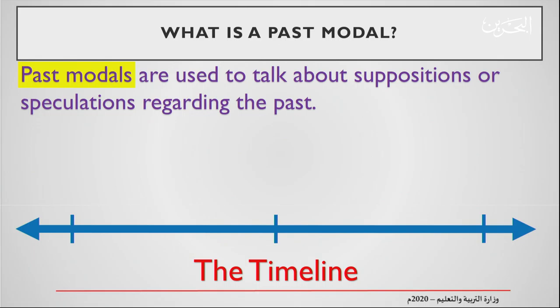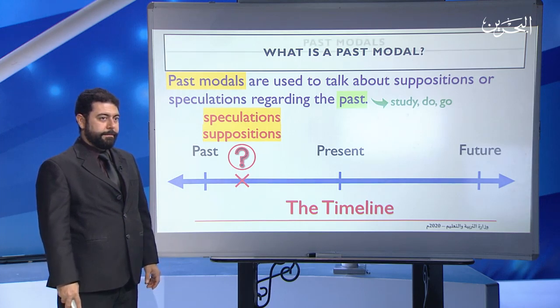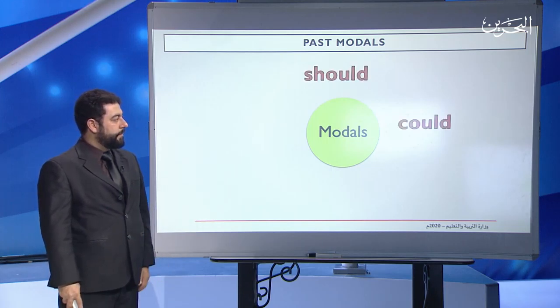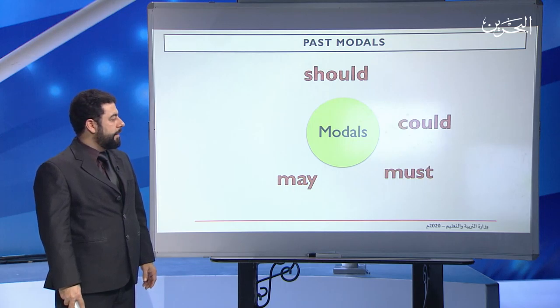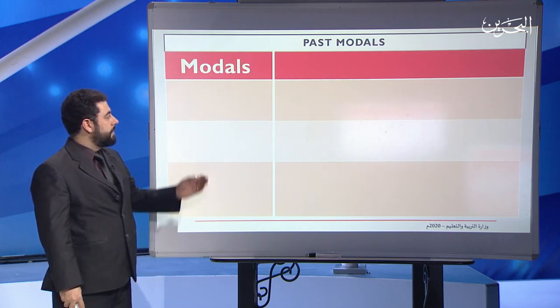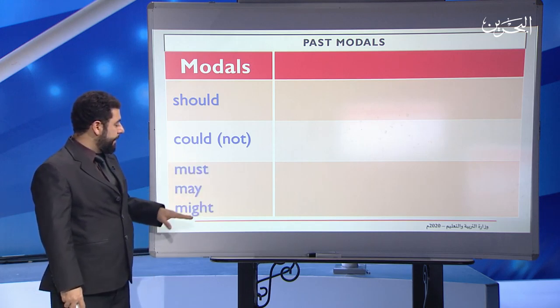So, I will pull up the timeline, okay? And where is the present in the middle, the past and the future. Past modals are used to talk about suppositions or speculations regarding the past, which is at an unknown or unspecific point in time in the past. So, we have a list of past modals. We have should, could, must, may, and might.